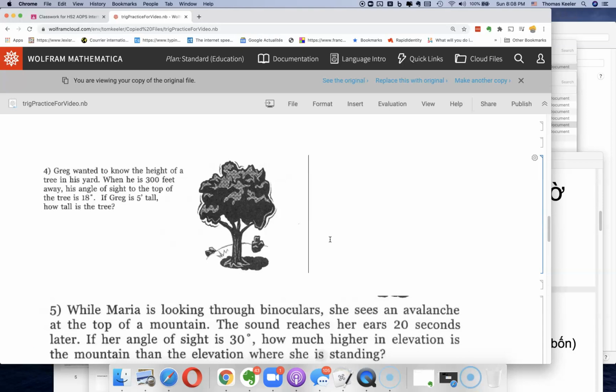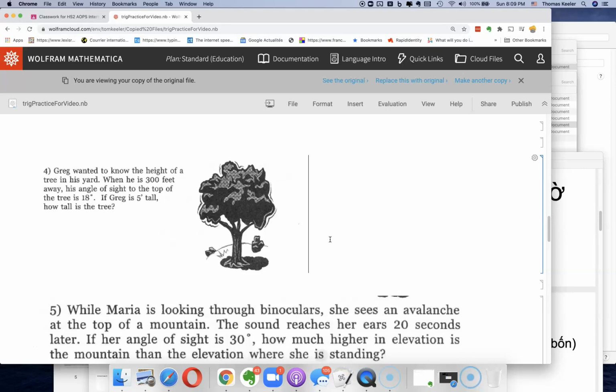When he's 300 feet away, his sight to the top of the tree. Okay, so here's one where you want to think about it a little bit. What does it mean? Why do they care that he's 5 feet tall? Well, they care that he's 5 feet tall so that his eye is 5 feet above the ground. And so he's going to estimate 5 feet below what it really is.